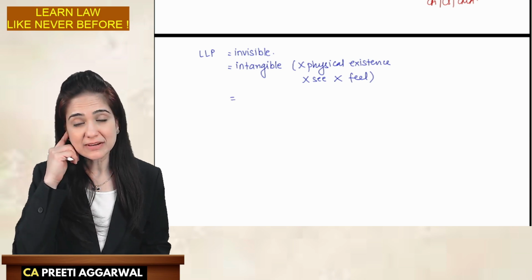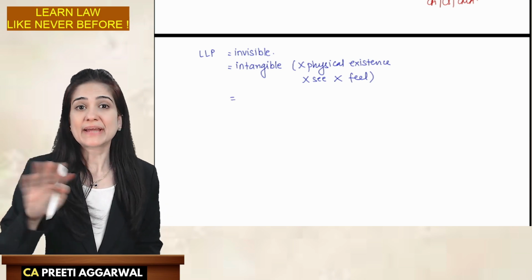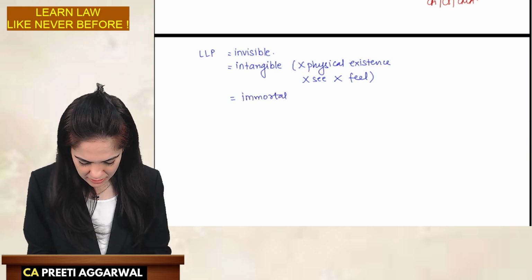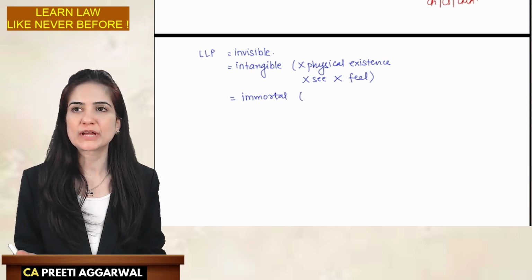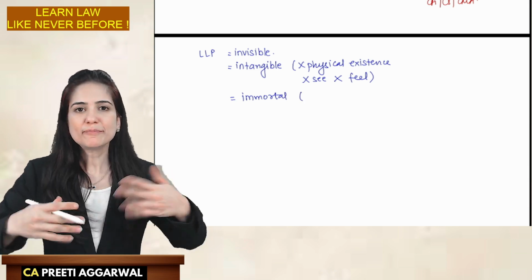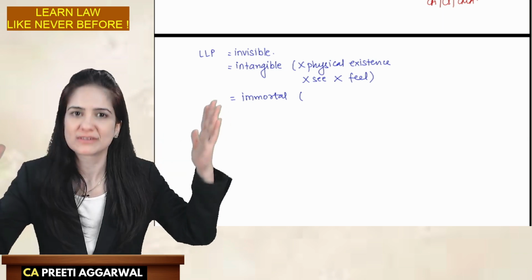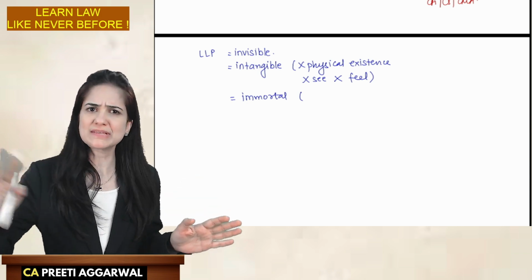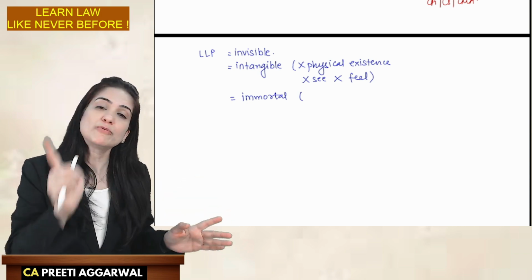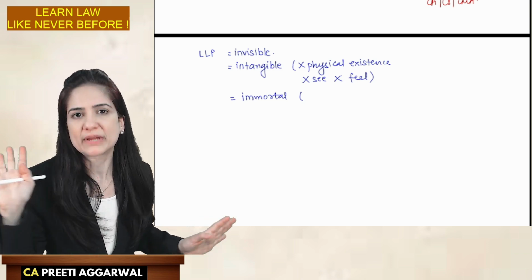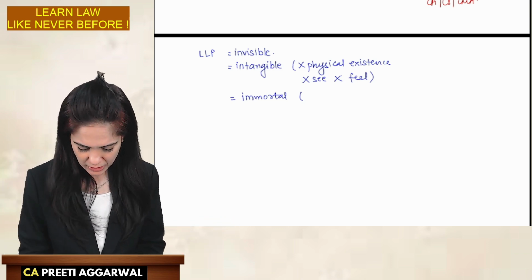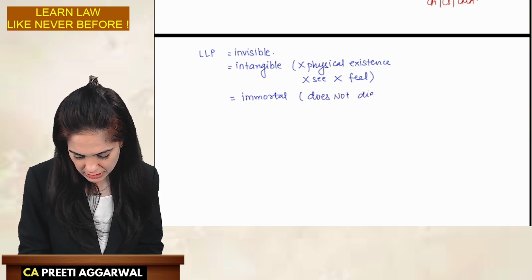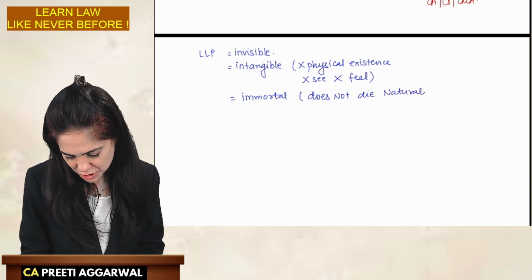Yes, so it's invisible, it is intangible, but can I say that it is immortal? Okay, now what is the meaning of mortal? Mortal means a person will die someday. Immortal means a person will live forever. So LLP doesn't die naturally. It continues to exist till it is wound up. It can be wound up only by operation of law. So it is immortal. Immortal means it does not die naturally.